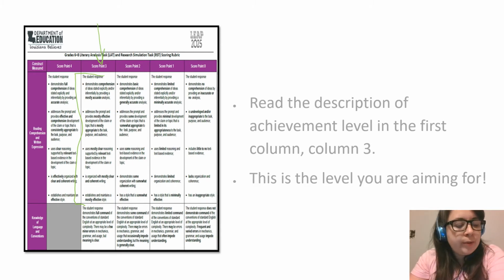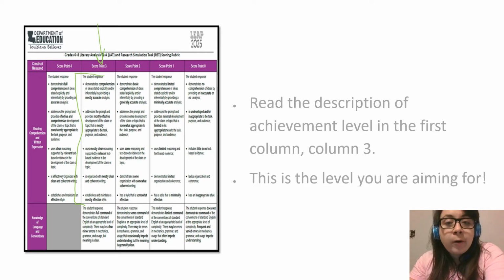So the score points for that one, it says the student response demonstrates comprehension of ideas stated explicitly and/or inferentially. Explicitly means, like, if it's talking about Blazer running away, it literally means her running away. When it says inferentially, that's where it's been talking about figurative language, okay? We've been using a lot of figurative language, looking at metaphors and themes, things like that. That is what it means with inferentially, when that figurative language is being used. And it says by providing a mostly accurate analysis.